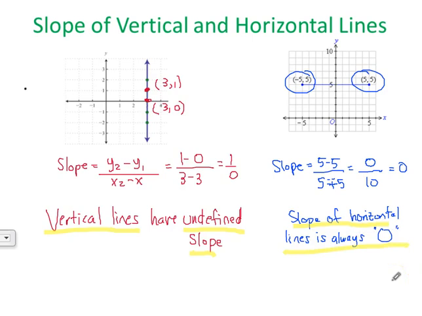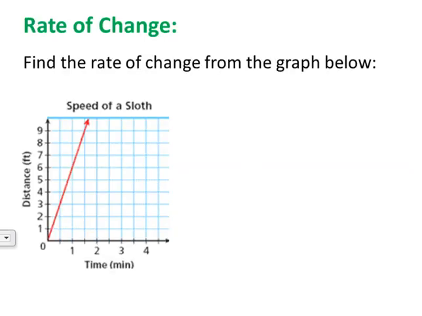So vertical lines will always have undefined slope, and horizontal lines will always have a slope of 0. So put that in your notes right now. And we're going to keep going. Rate of change, rate of change. So look at this line right here. Rate of change is just a fancy way of saying slope.